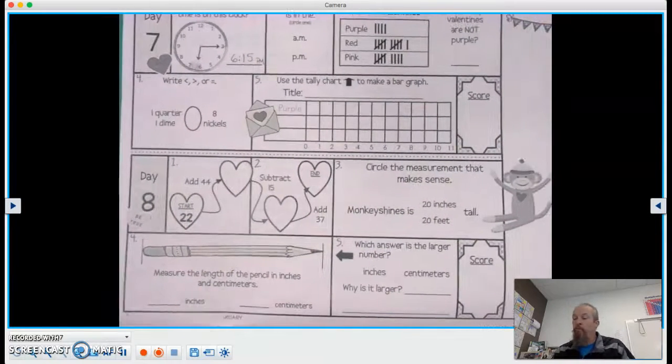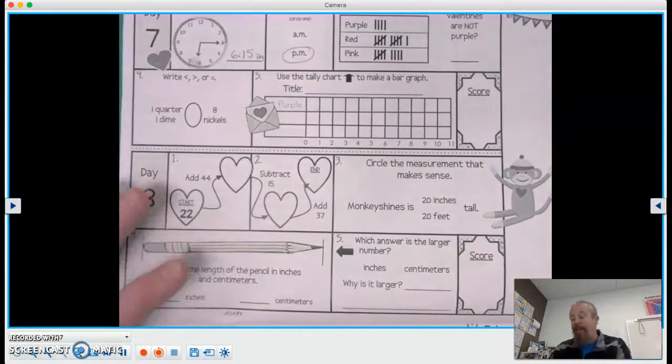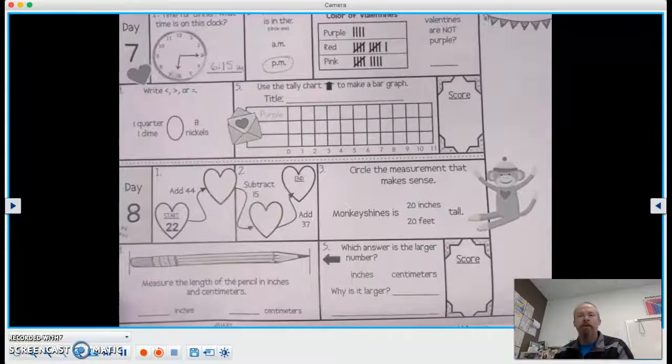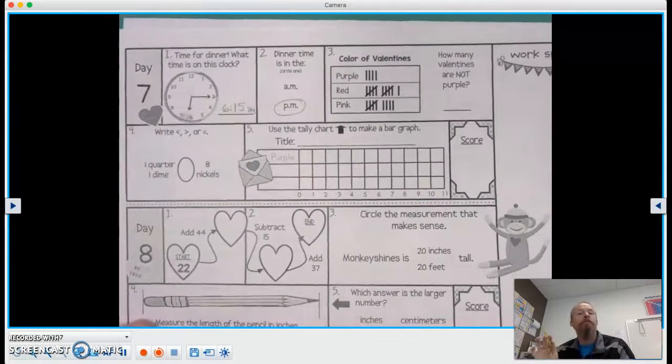Number 2. Oh, dinner time is in the p.m. I guess that's right there, right? Number 3, it says color of Valentines. How many Valentines are not purple?